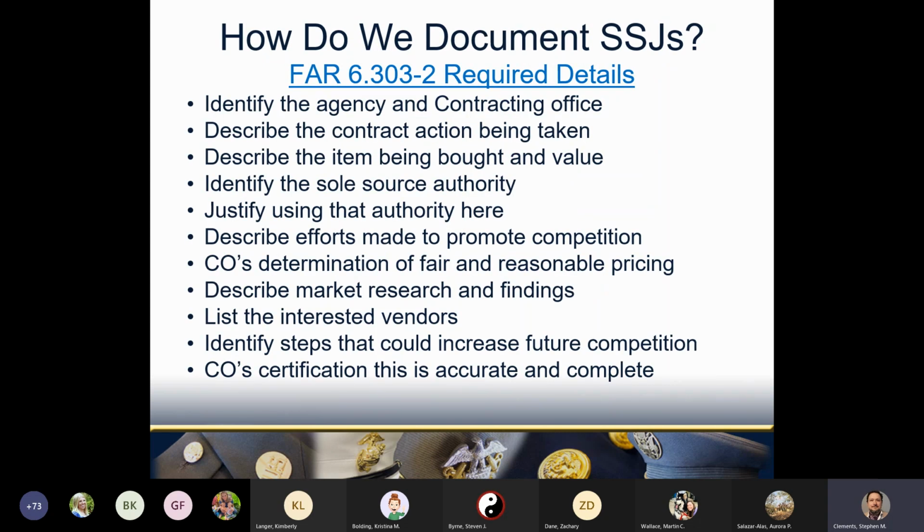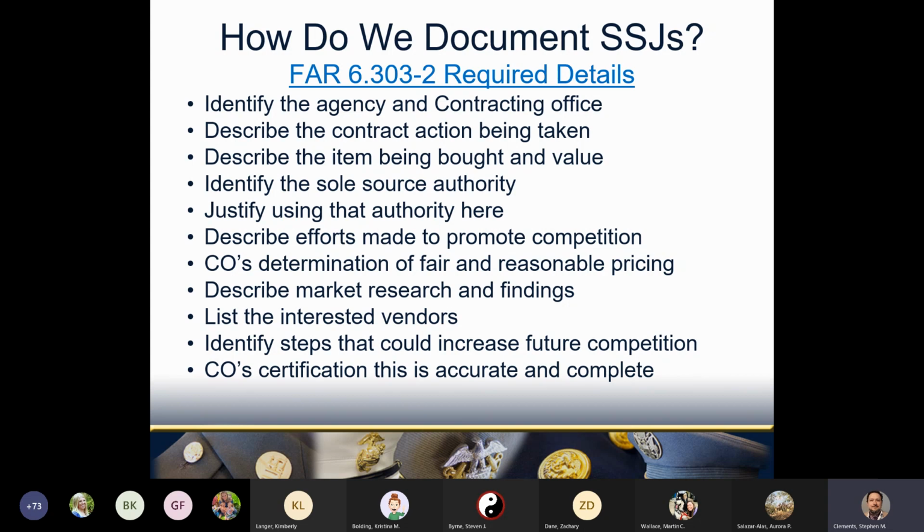And regardless of which form you need to fill out, these are the details you need to know for your write-up. And while some forms have more blocks that dig into these details than others, these are the things you should know before sending a sole source justification to contracting. And that is who's doing it. Who are you buying it for? Who's the agency, and who's the contracting officer you're going to be asking to work it?